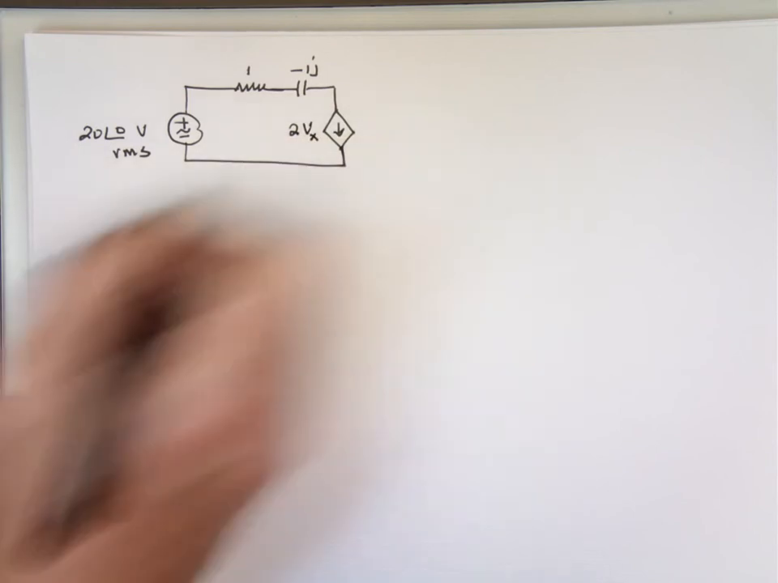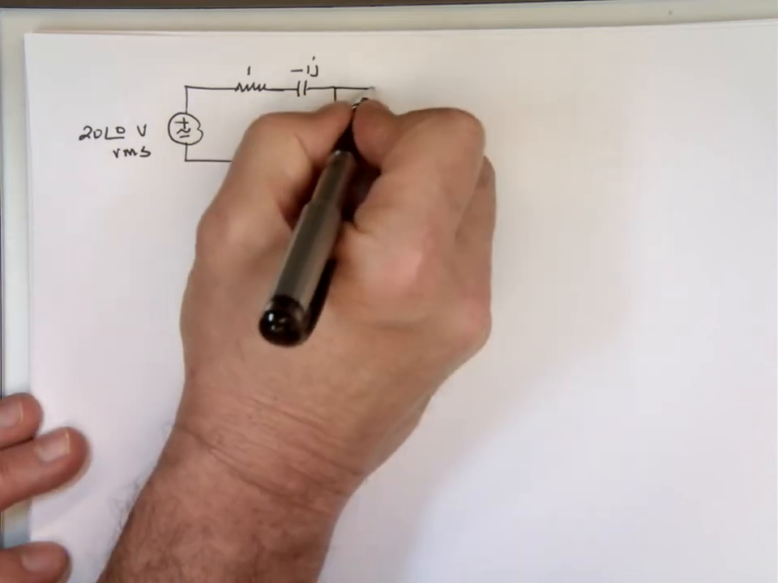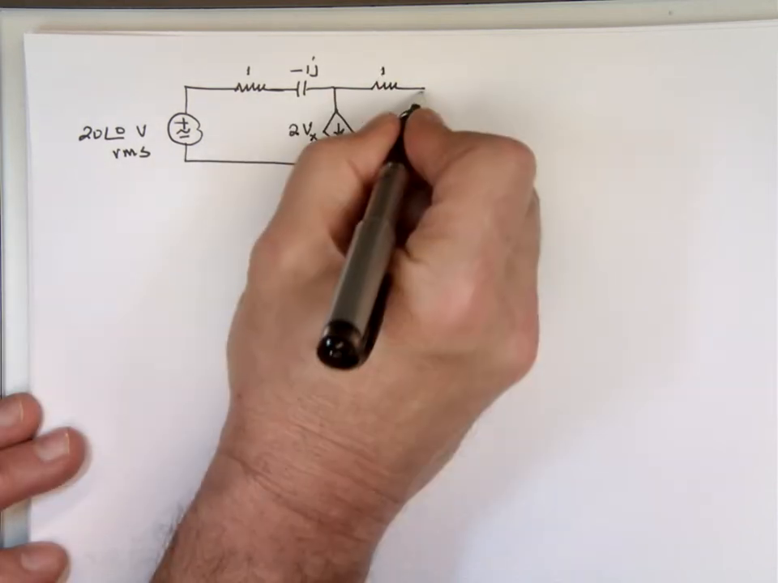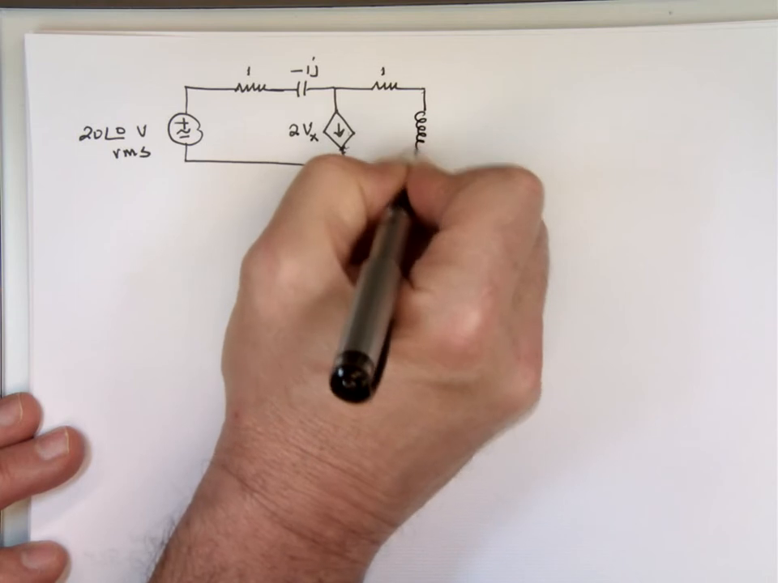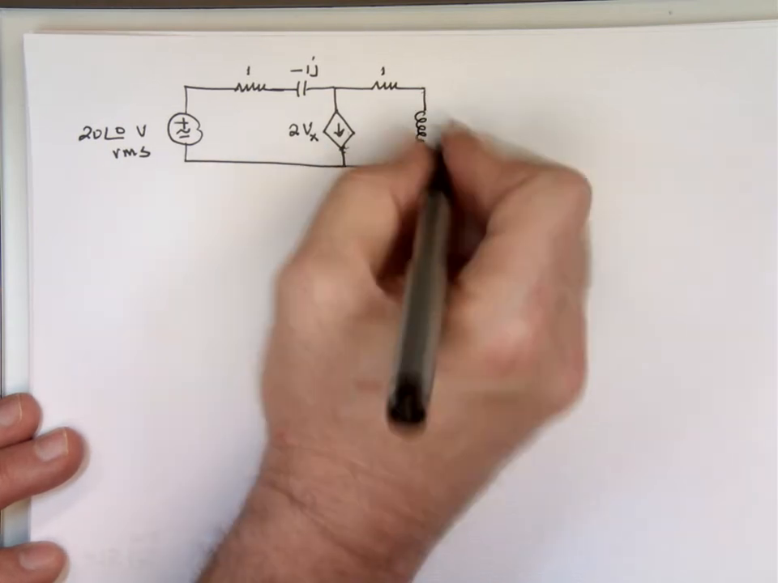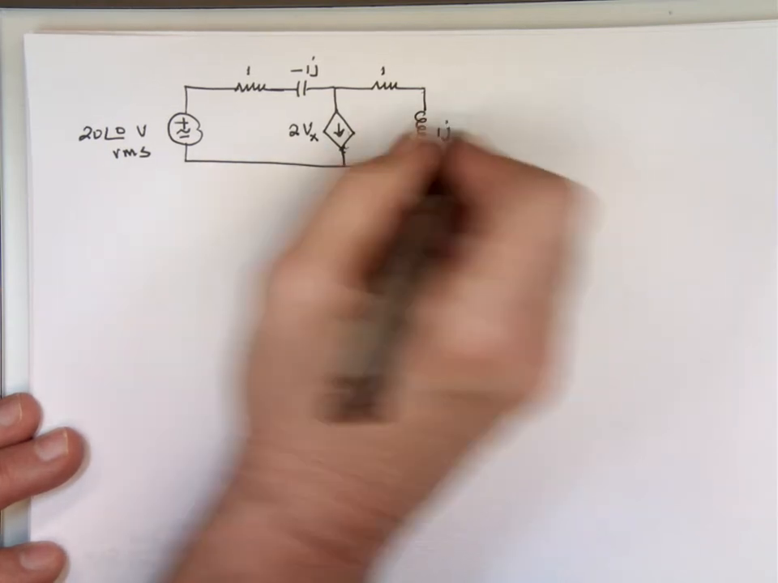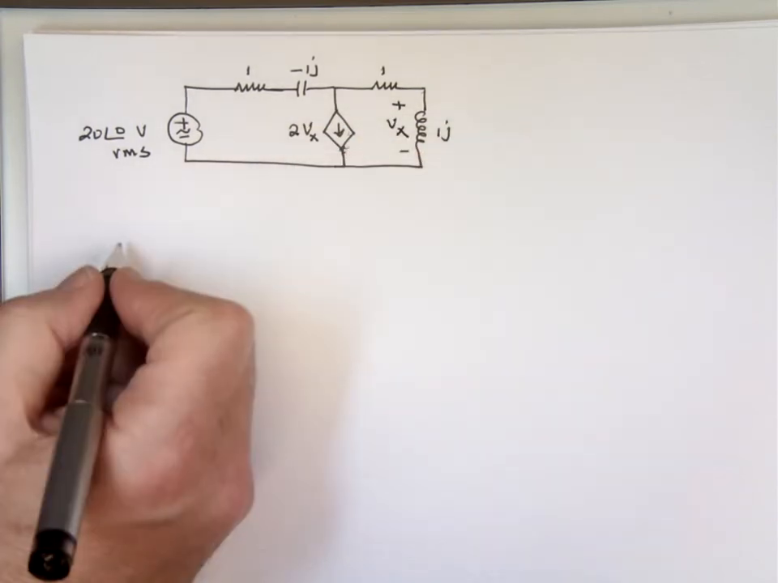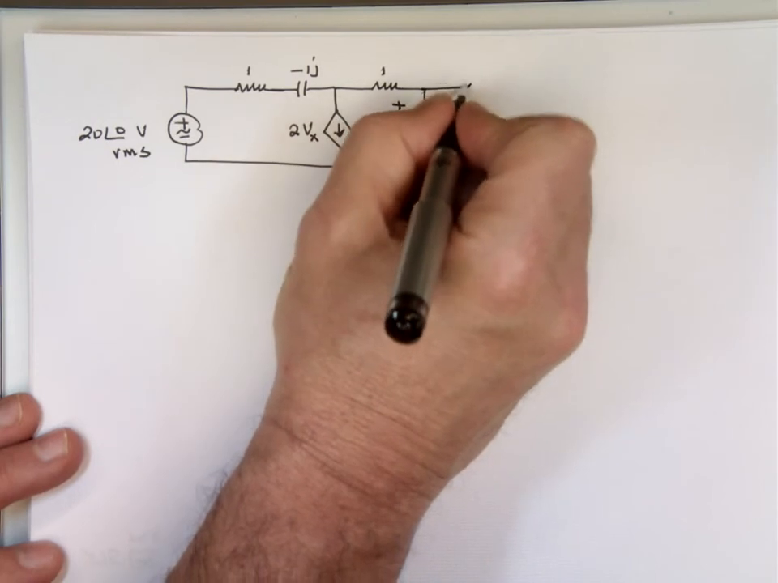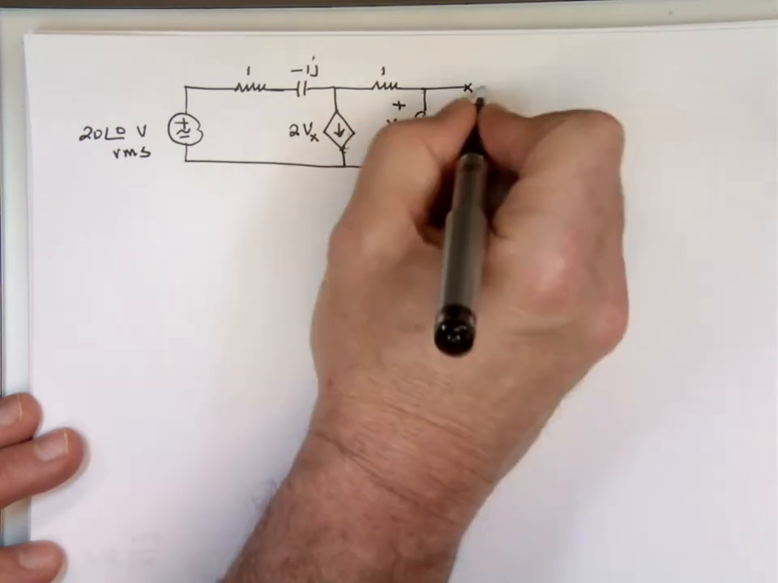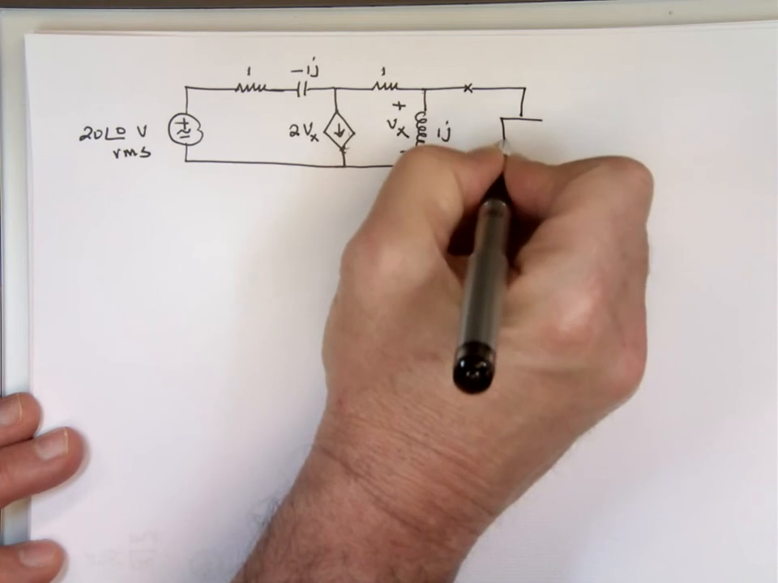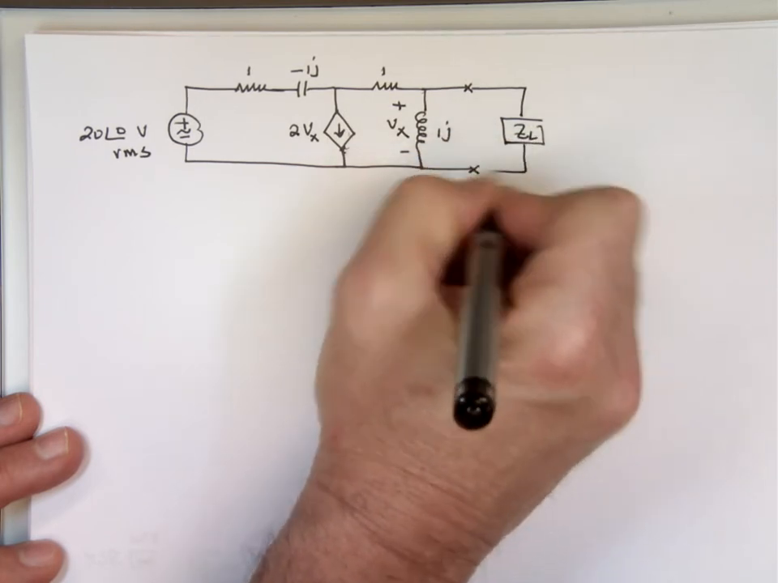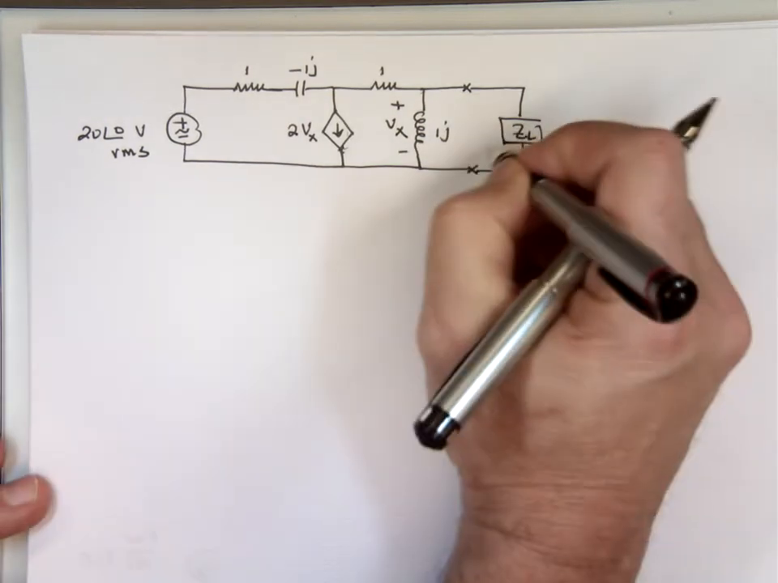We have another 1 ohm here. We have an inductor here of 1j. And this is, by the way, where Vx is, right here. And the question is, this load here, ZL, is adjustable. You can change the value of that. So when you see a line going through it like this, that means you can adjust it.